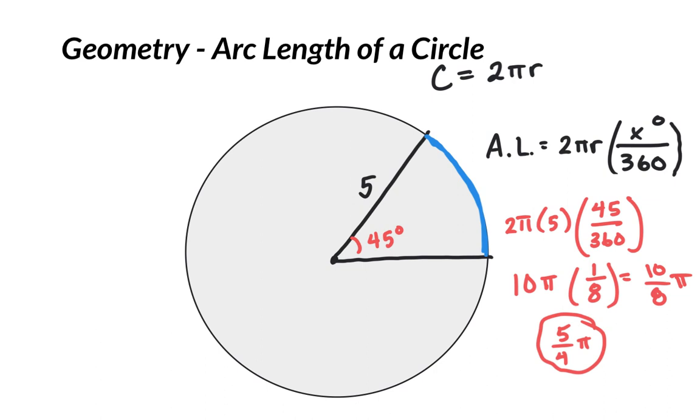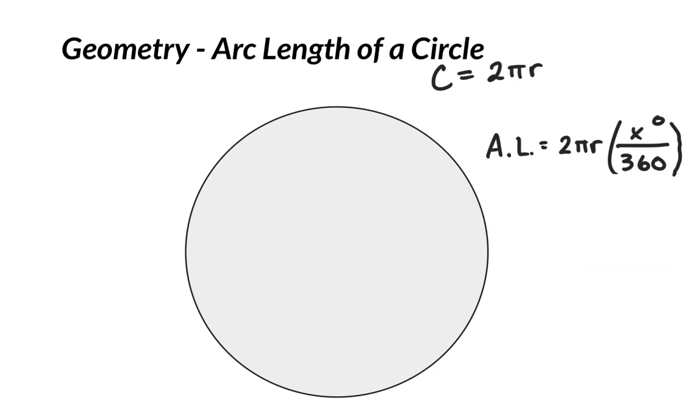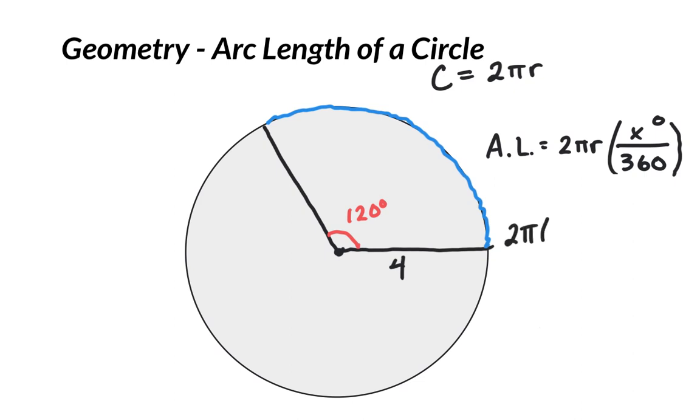Let's do another example. All right, so here we're going to find this arc length. So again, our circumference, if you were thinking the whole circle, you'd do 2 times pi times our radius. That would be the whole thing. We don't have the whole thing. We've got a portion of it. And the portion we have, we could represent with 120 degrees out of the 360 degrees.